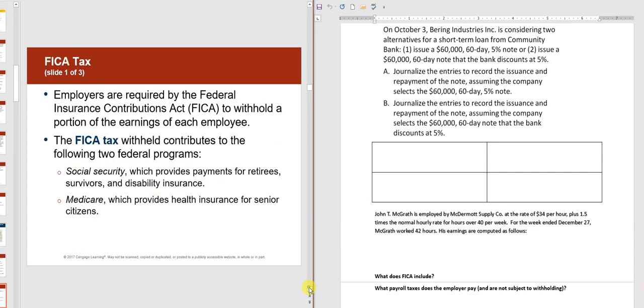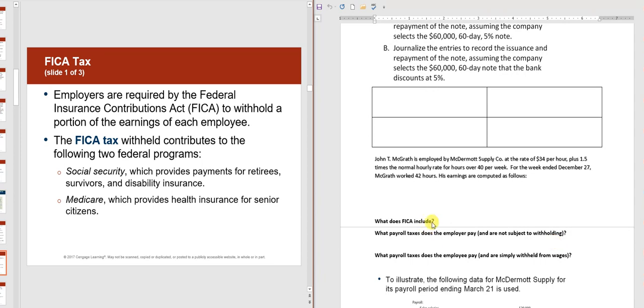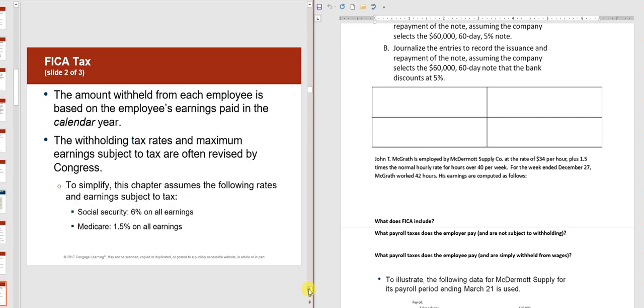FICA is made up of two things. So what does FICA include? FICA includes both Social Security and Medicare.